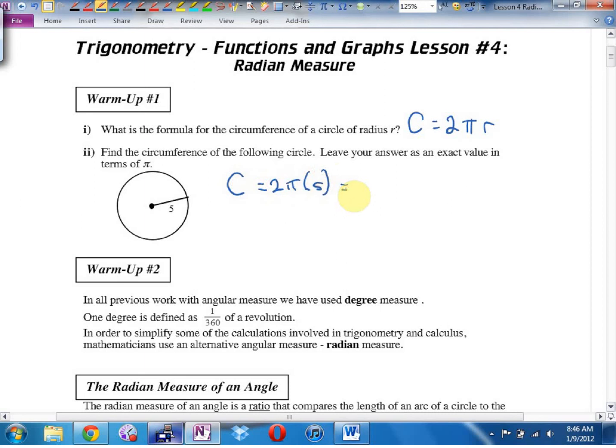What we're going to do is, if there's a pi in the equation, we're just going to leave our answer as an exact value in terms of pi, because pi is a repeating decimal that goes on forever. Yes, I know 10 times pi would be 31.4159265358997. Forget it. We're just going to leave our answers in terms of pi.